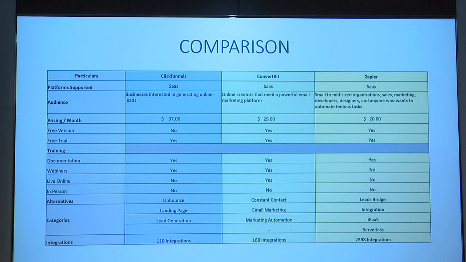This is the comparison of these tools. We use ClickFunnels, but if you want to use a similar tool, there is Unbounce. And Constant Contact is an application similar to ConvertKit, and it is also cheaper than ConvertKit. And LeadBreeze is similar to Zapier. So we have a lot of similar apps in the market. You can use any one of them.